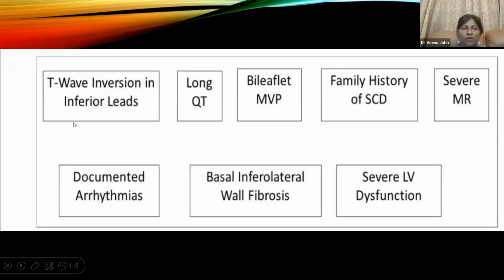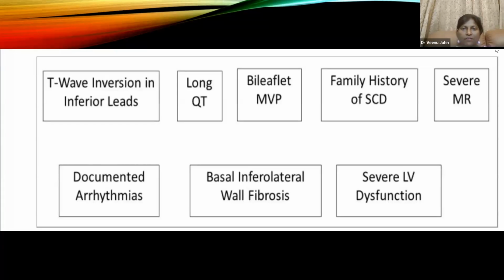So these are patients in whom the ECG is showing some changes of T inversion in inferior leads. There is some long QT or bileaflet mitral valve prolapse, where both leaflets are prolapsing with severe mitral regurgitation, or a family history of sudden cardiac death, documented arrhythmias, fibrosis seen on a cardiac MR, or severe LV dysfunction. So these are all the high risk features wherein we can allow this mitral valve prolapse patient to only do a low intensity activity.